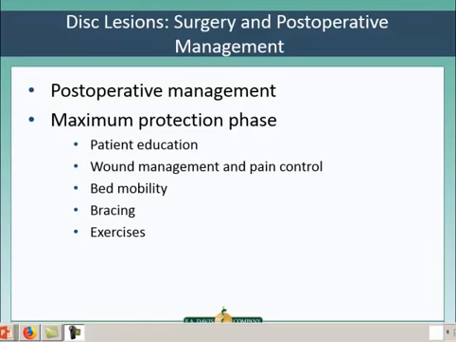And for this maximum protection phase, you want to begin gentle range of motion exercises of the upper and lower extremity, trying to maintain some form of stabilization in the spine. So performing quad and glute squeezes, ankle pumps, heel slides. This is good to get circulation in the lower extremities. You also, if they've had a laminectomy, you want to avoid any excessive spinal extension early on in this phase.